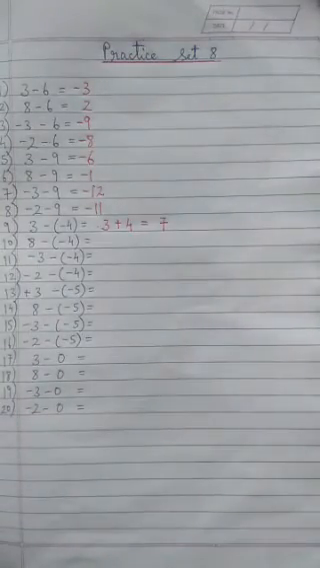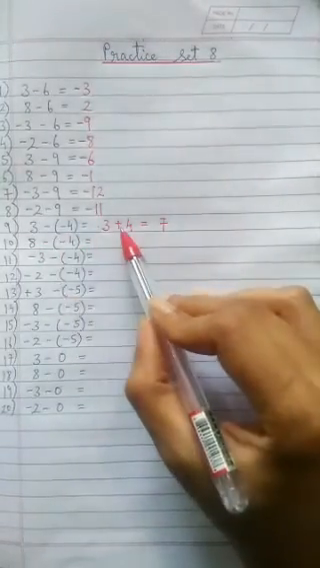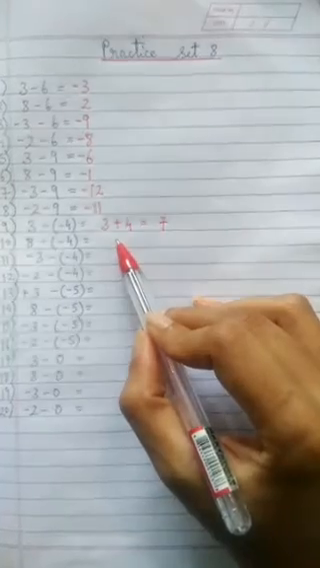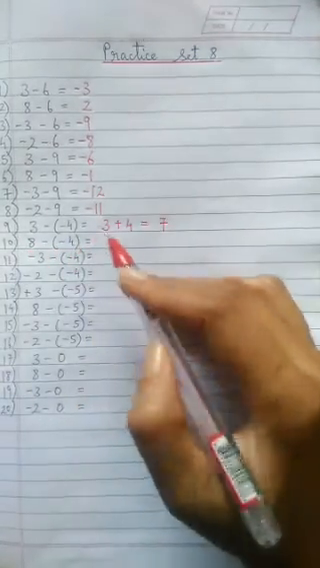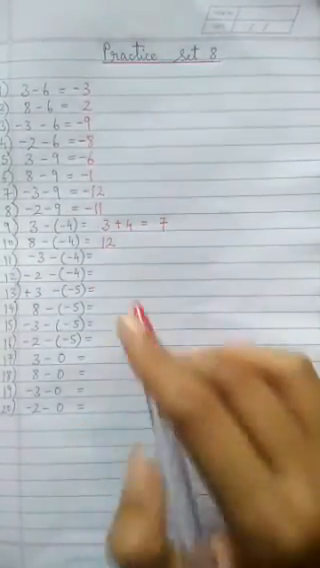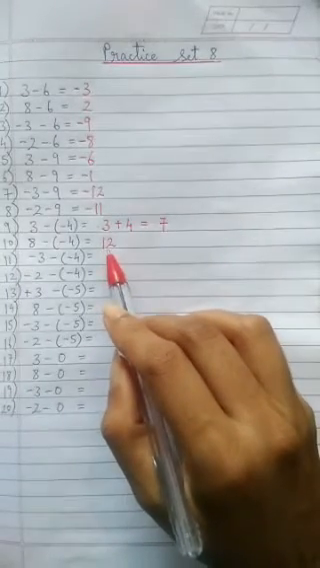So now 8 minus minus 4. Minus into minus will be plus. Same way. But we'll not do the step. We'll write the answer directly. So 8 plus 4, answer 12. If you want, you can put the step. If you don't want, you can write the answer directly.